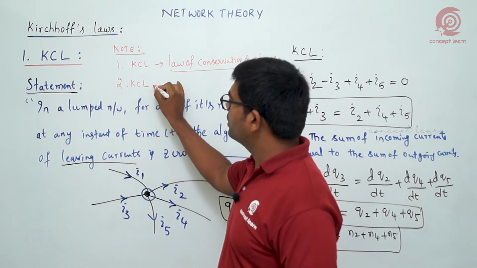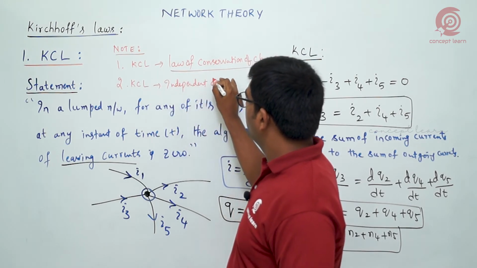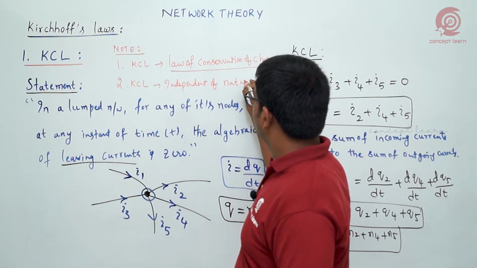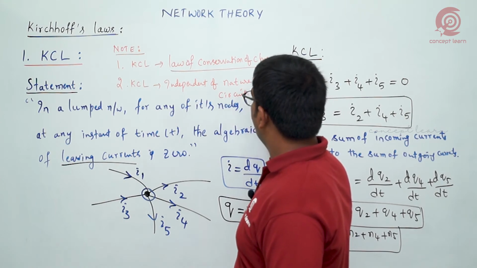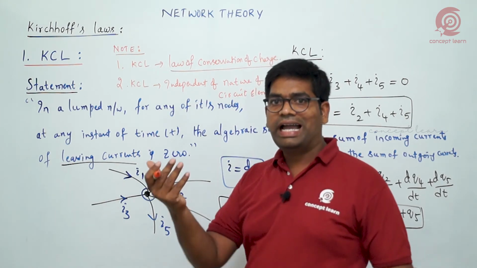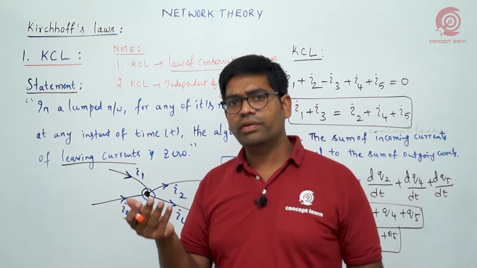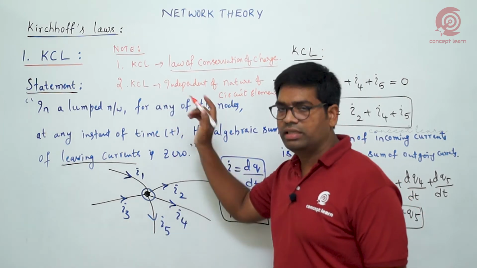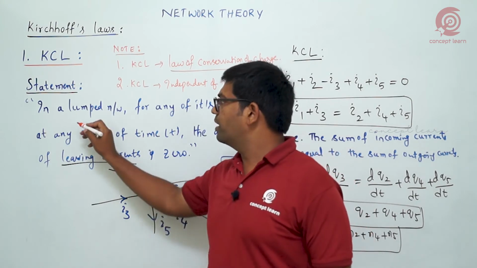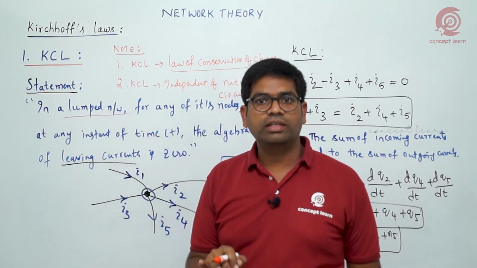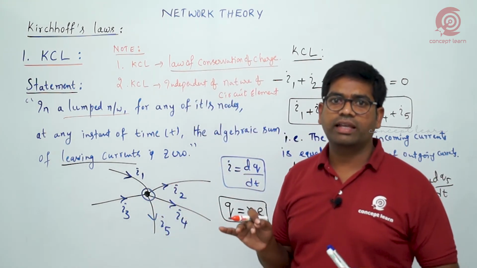Another observation is that KCL is independent of the nature of the circuit element. Nature of circuit element means we may have active, passive, linear, non-linear, bilateral, unilateral, whatever kind of element, but you can still apply KCL. One more thing, KCL is strictly applicable for lumped networks only. Understood? These are the observations when it comes to KCL.